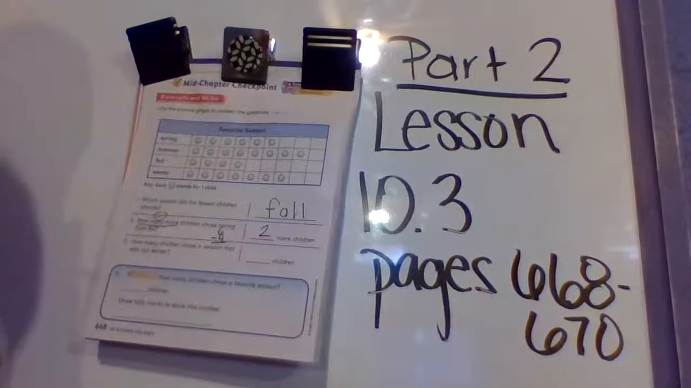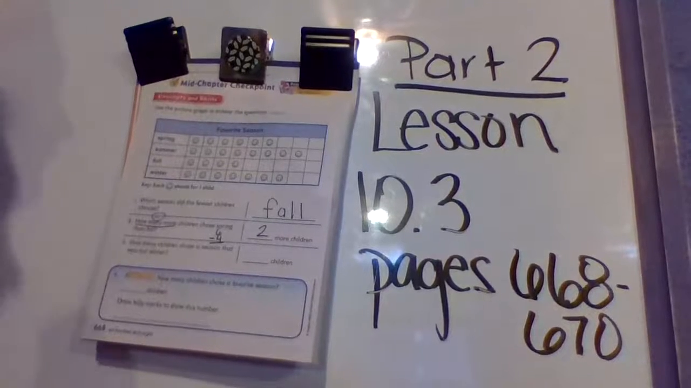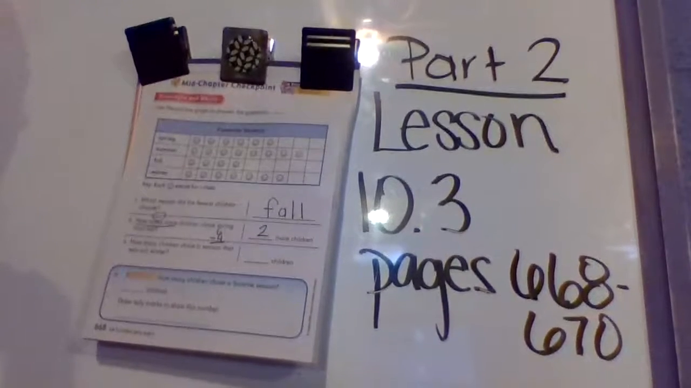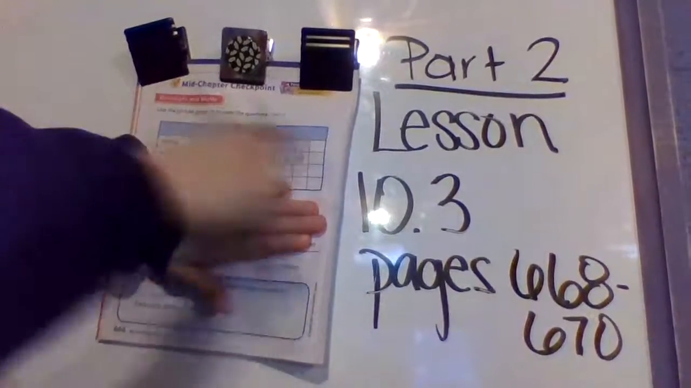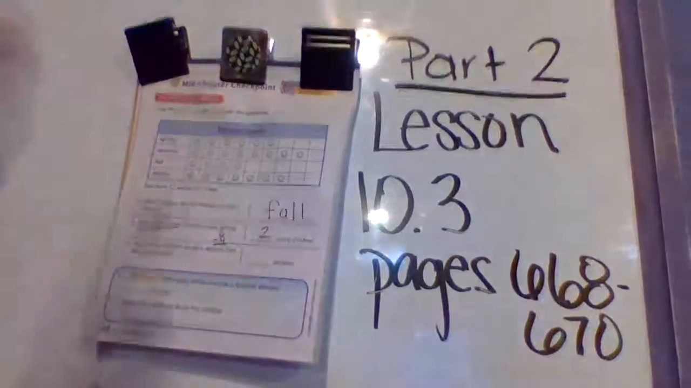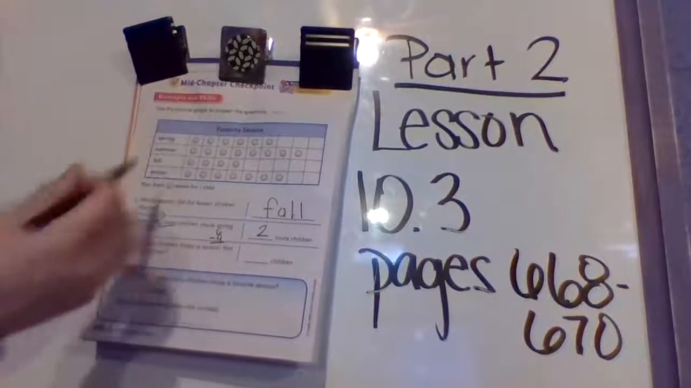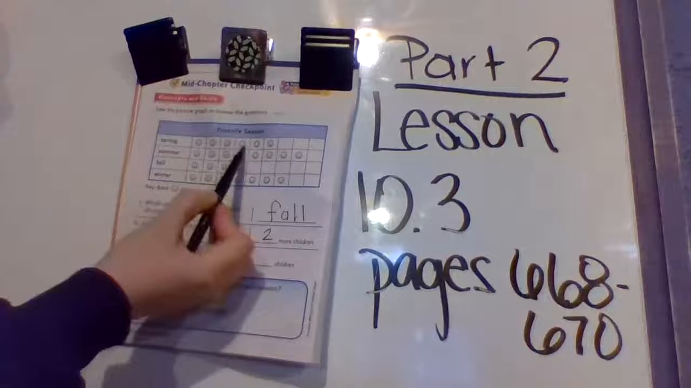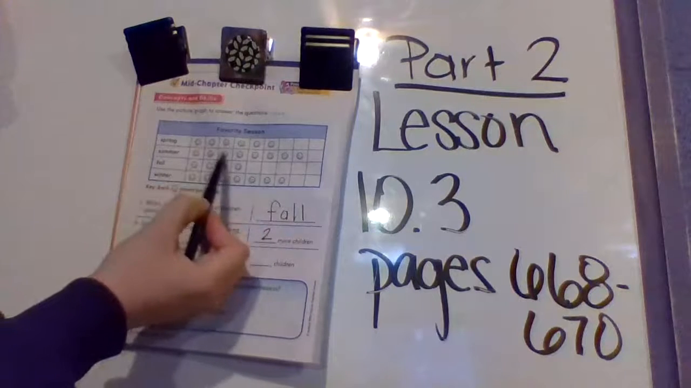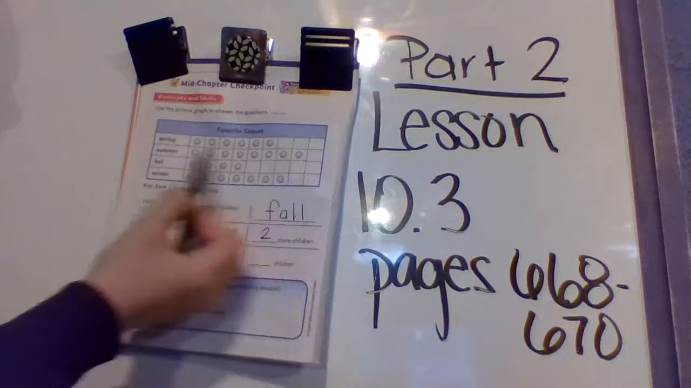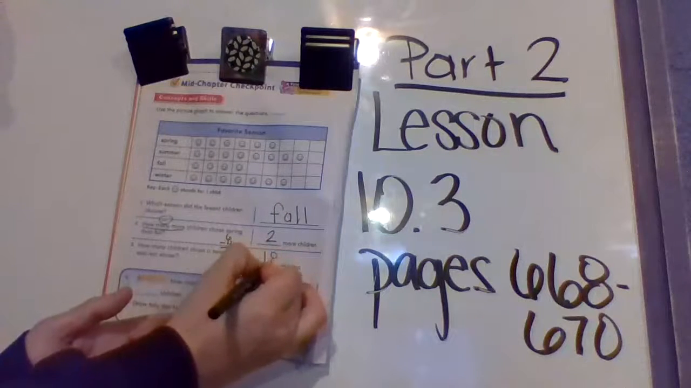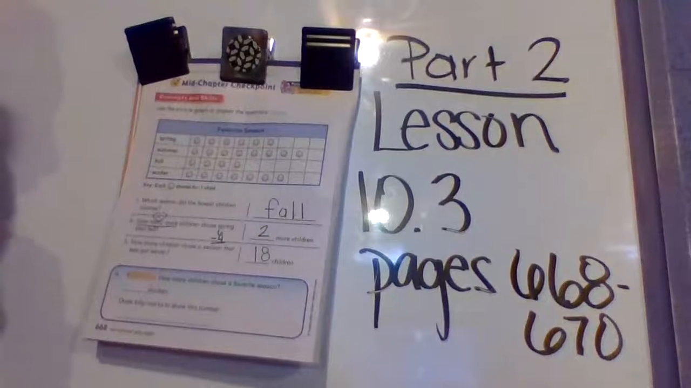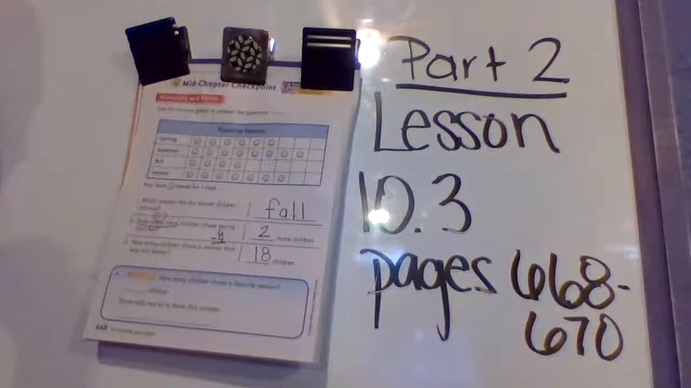Number 3, how many children chose a season that was not winter? So we just had a question like this on that last page. So you're going to count up all the smiley faces except for the winter. We're going to count up all the other smiley faces, but we're not going to count the winter ones. So let's start with spring. 1, 2, 3, 4, 5, 6, 7, 8, 9, 10, 11, 12, 13, 14, 15, 16, 17, 18. So 18 total children voted for all the seasons except for winter.